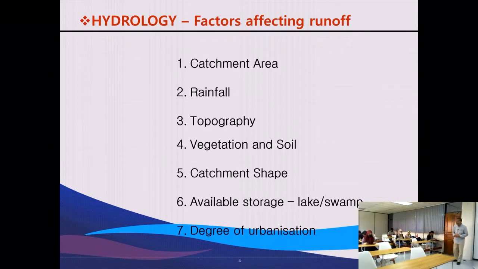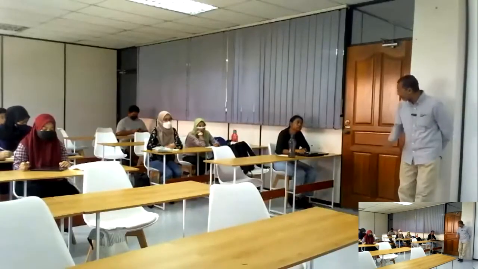The third one is the topography. Topography is the landform. Very steep hill, very narrow catchment, very big catchment. The shape of the catchment, the size, the length, and so on. So the topography will determine probably your catchment shape, right? Not just the area, but shape.